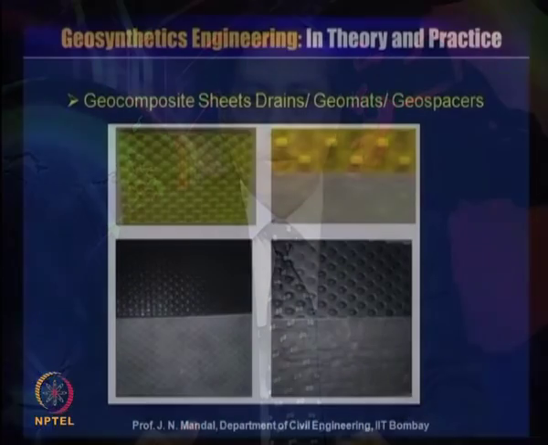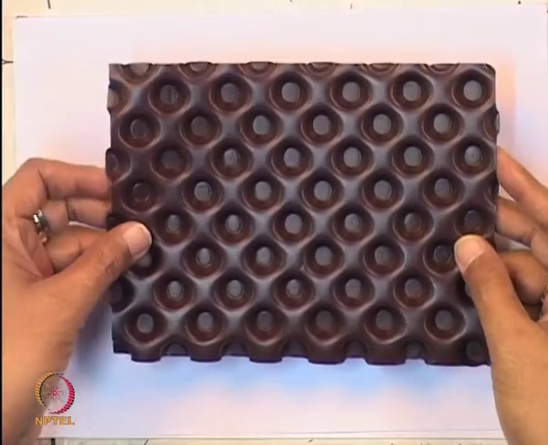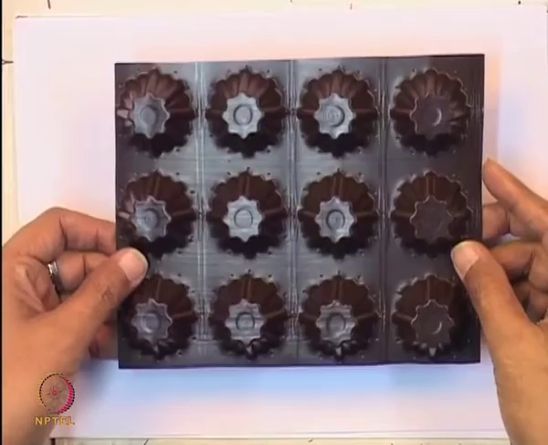So, now the geocomposite sheet drain, or the geomat, or geospacer. There are different types of the geocomposite sheet. Some of the geocomposite sheets are like this, you can have like this also. Sometimes you can say it is a geocomposite sheet. You can have this kind of sheet also. You can have different types of the geocomposite sheet or geomat or the geospacer.